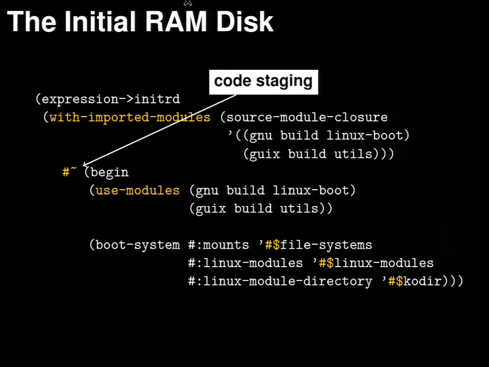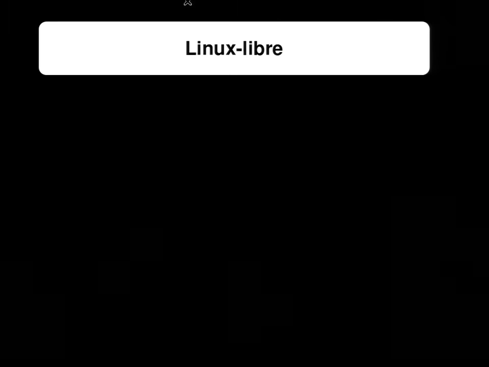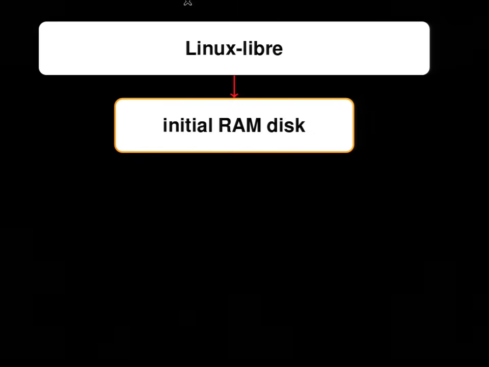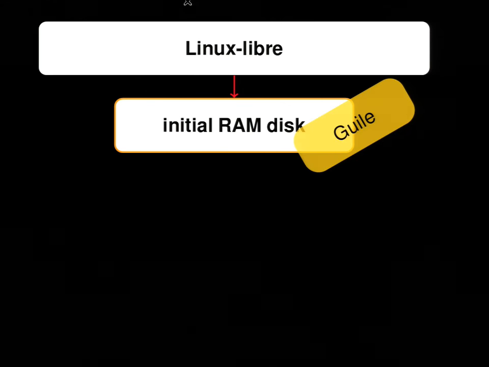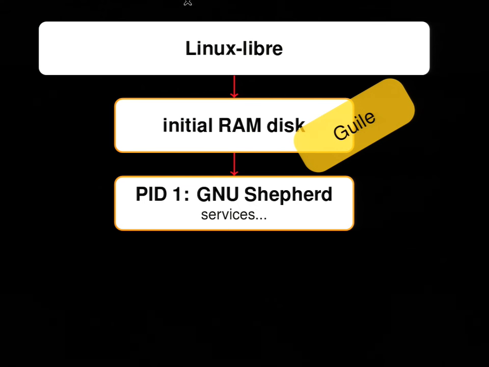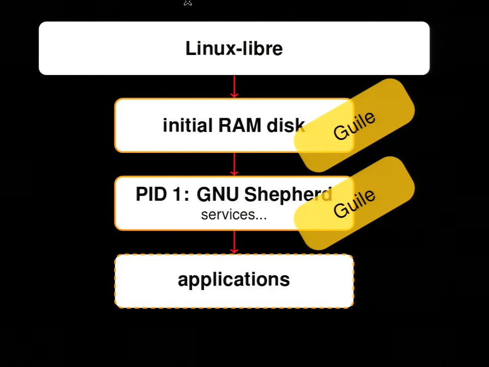And the key here is this hash-tilde thing. If you're familiar with some Lisp flavor, it's a bit like quote, except that here this mechanism allows us to embed all the dependencies of the expression inside the initrd. So this is really code staging. We're generating Scheme code that will run when we actually boot the system. So if you followed, we boot Linux-libre, the Linux kernel, then we have this initial RAM disk written in Guile Scheme, and we also have an init system written in Guile Scheme, and then we have applications.